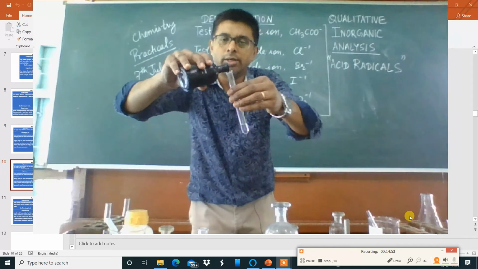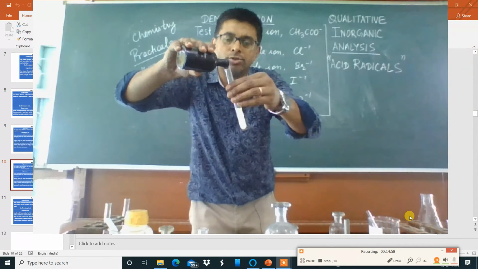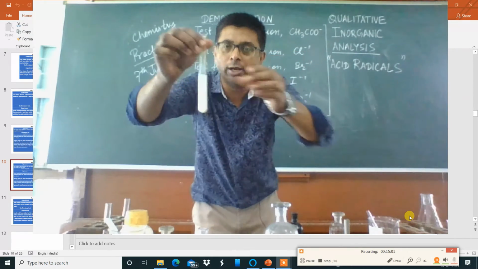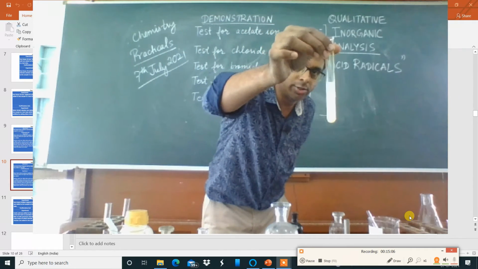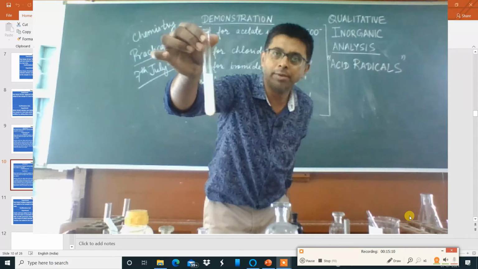Now it should form a yellow precipitate. So a slightly yellowish precipitate is being formed. Upon standing, this will deepen and become a yellow precipitate. So this was the test for iodide ion, which I had shown you already in the class.